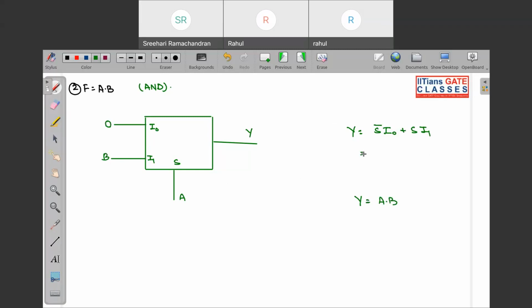So this will be A complement into I0, which is 0, plus S, which is A, and I1 is B. So you got Y is equal to AB. So for this type of combination, you can make an AND gate using a 2x1 multiplexer.